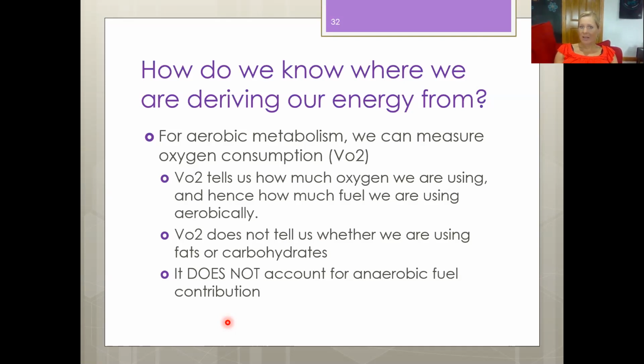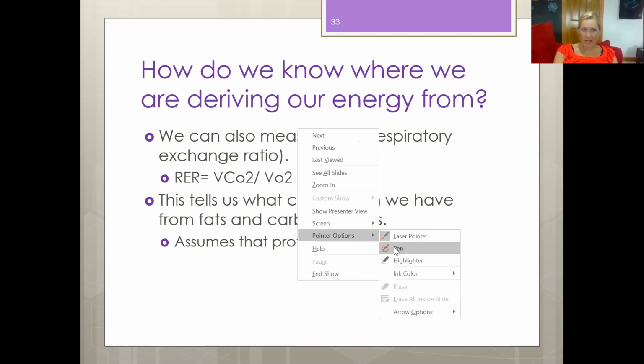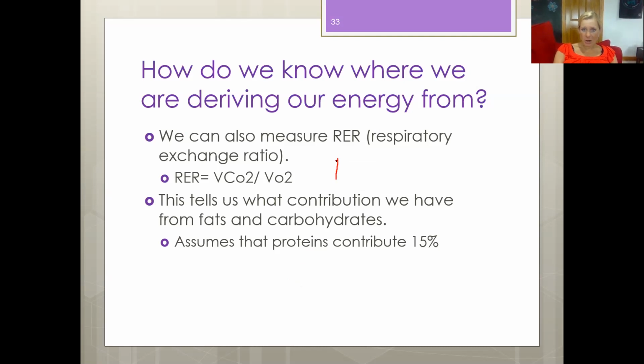So at high intensities, this is not super accurate because we can only really estimate how many calories we are expending from an anaerobic standpoint. Okay. We can determine which fuels we're using, whether that be fats or carbohydrates, based on a measurement known as RER. RER is known as the respiratory exchange ratio. Sometimes it's also called R, or sometimes it's called RQ, respiratory quotient.